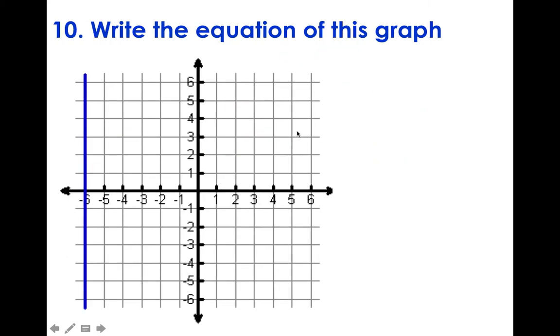Here's what we call a vertical line. A vertical line has a slope that is what we call undefined.